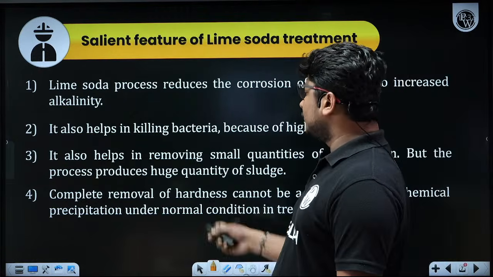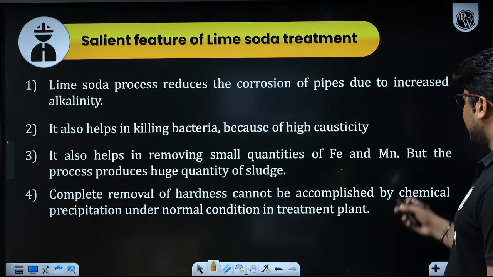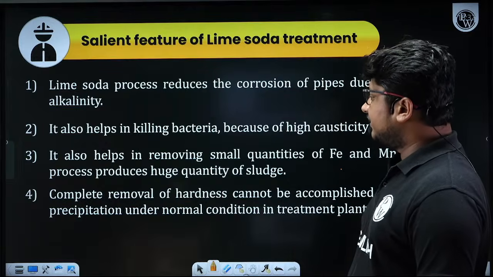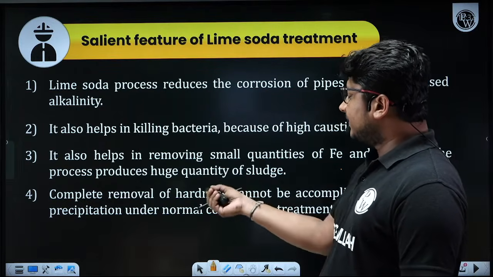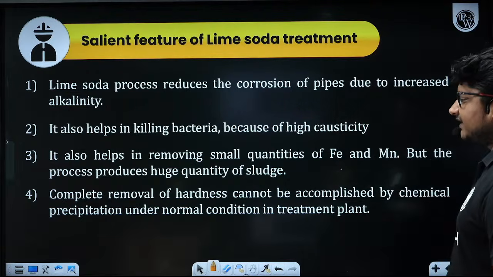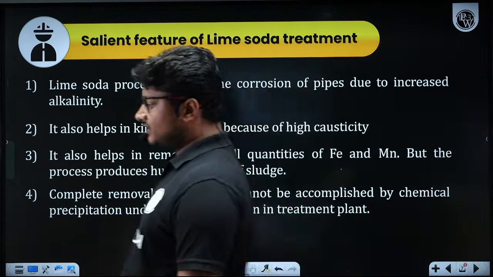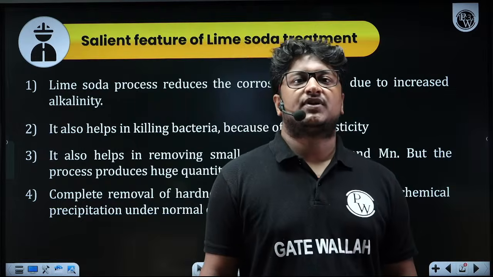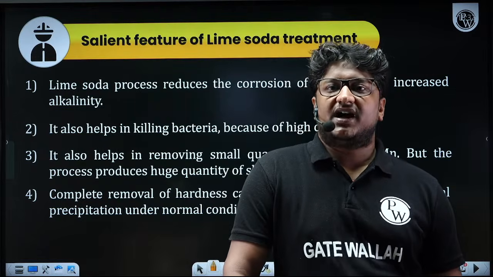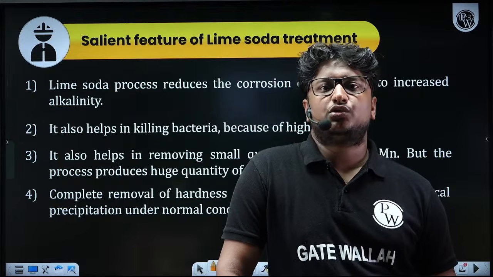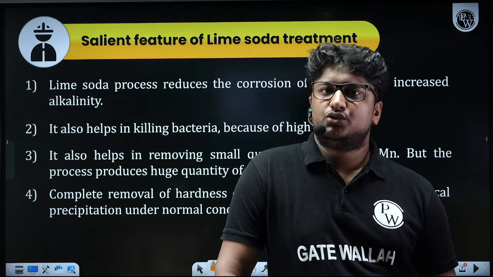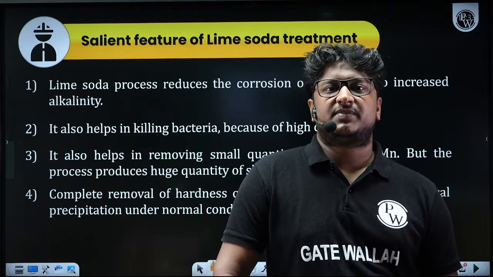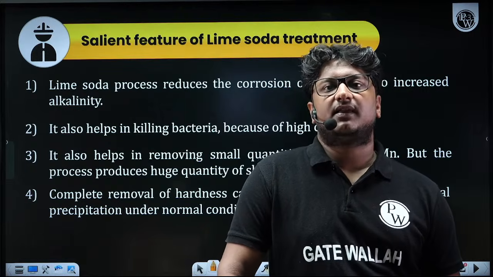It also helps in removing small quantities of Fe and Mn, but the process produces a huge quantity of sludge because Fe and Mn create more sludge. Complete removal of hardness cannot be accomplished by chemical precipitation under normal conditions in the treatment plant. This is one of the issues with the lime soda process. After converting into carbonates in precipitate format, you want to remove them, but precipitates are not able to settle 100% in the tank. Some part will remain in the water itself.